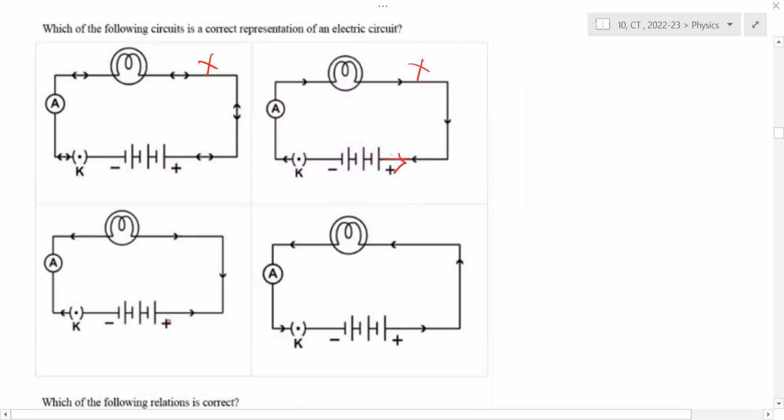Third one, it is going like this, but it is coming like this. It could have gone like this, right? The last one is right. This one completes the circuit. Last one, sir.